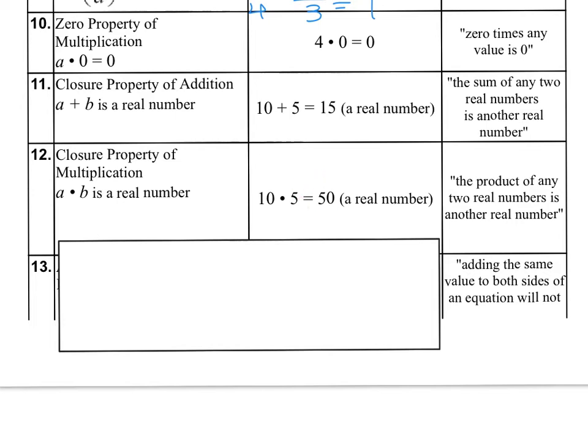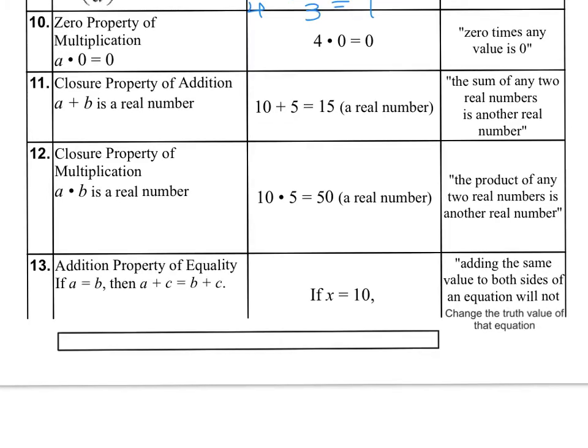And finally, on this side of the page, we have that adding the same value to both sides of an equation will not change the truth value of that equation. This is going to be our addition property of equality. So if A equals B, then if you add the same value to two things that are equal, they will still be equal. So this is what we see when we're solving equations.